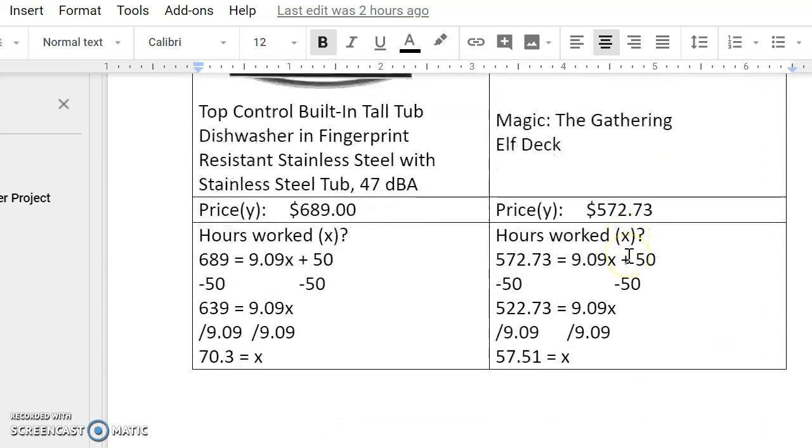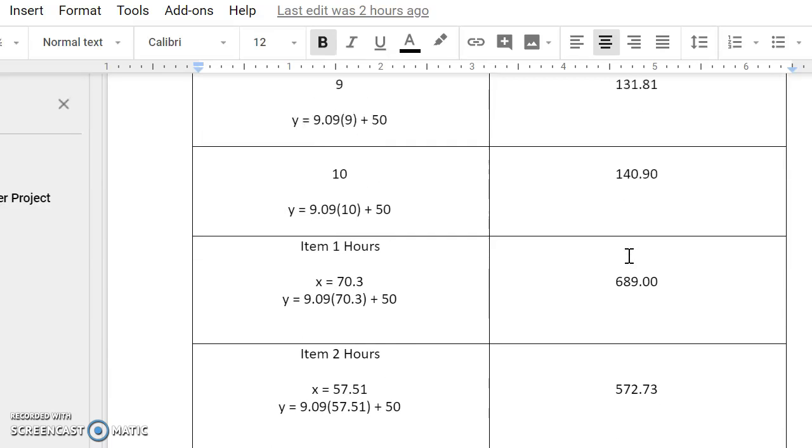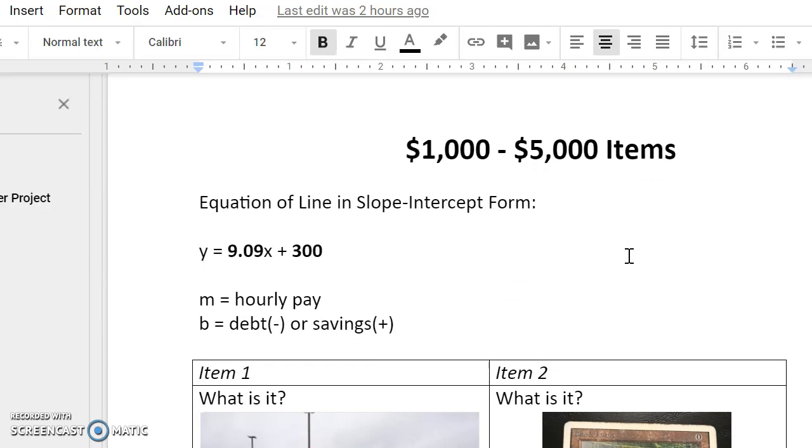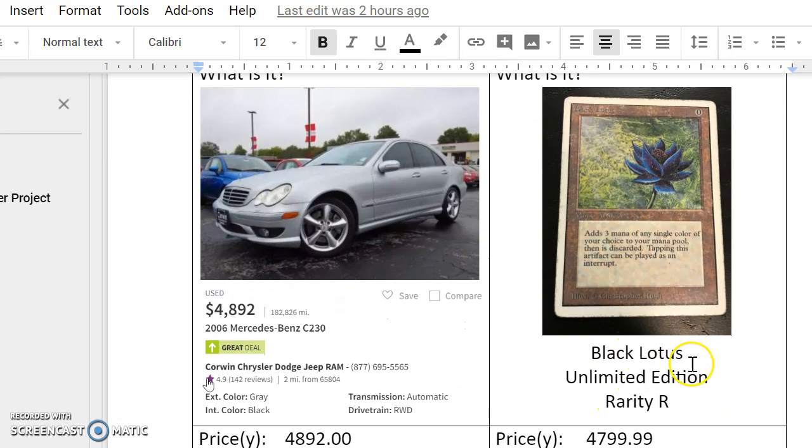Okay, still scrolling. This should have all been done. Here we go. Keep going. There's my big ticket items. We got a Mercedes-Benz for $5,000. We got a Black Lotus, a Magic the Gathering card, for about $5,000. Look at that. And this isn't even the most rare edition. Look, there's a white border. That's $5,000. If it was a black border, it'd be at least $10,000.